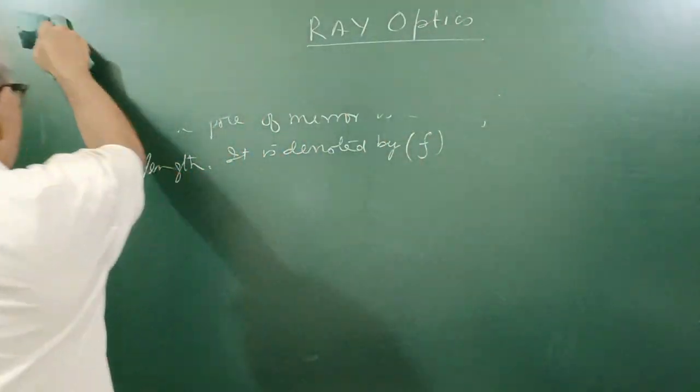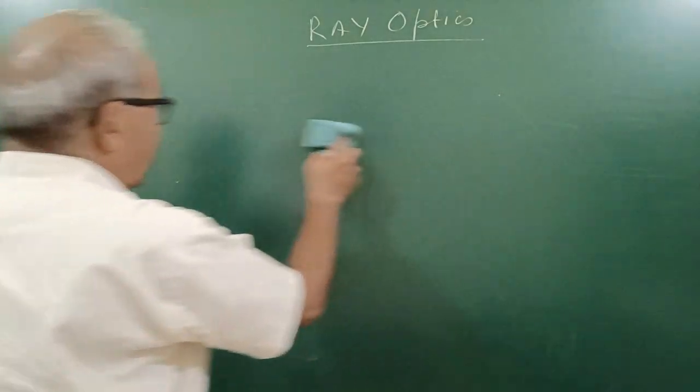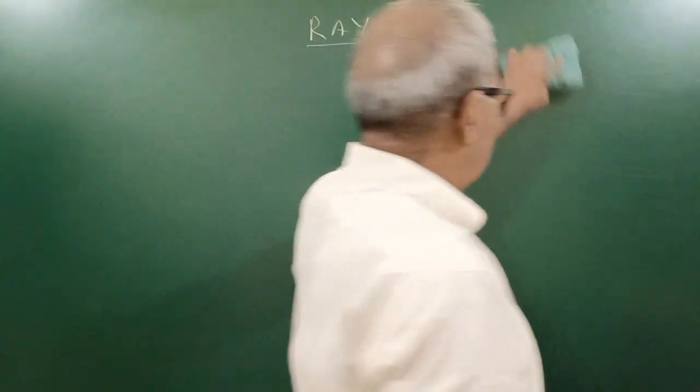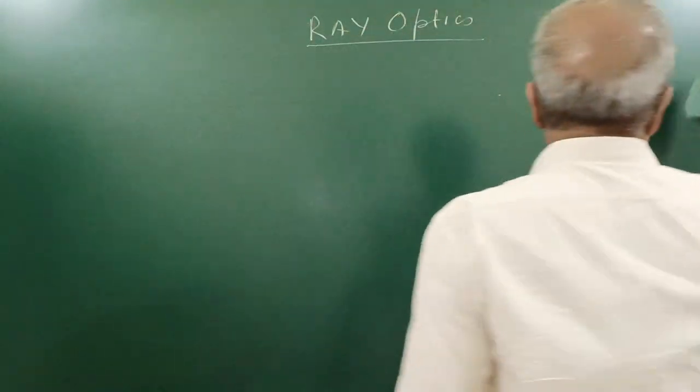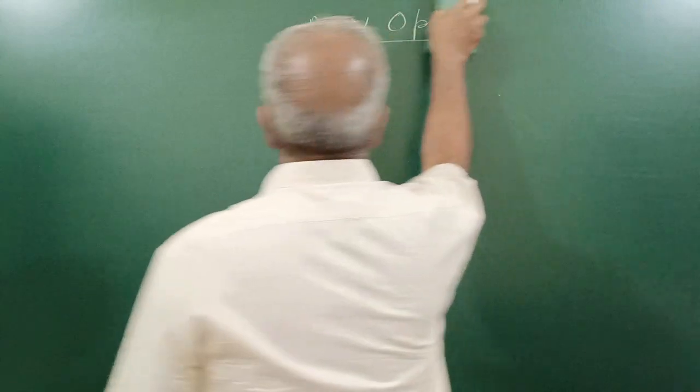Now, why do people say that focus is the midpoint on the principal axis between pole and center of curvature? That is not the definition of focus. Focus is the point on principal axis where rays after reflection from the mirror really converge in case of concave, or appear to diverge from it in case of convex.